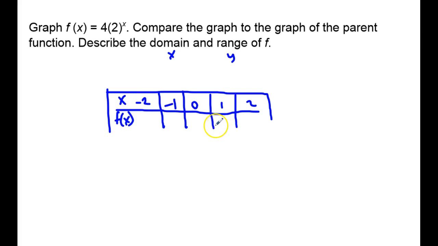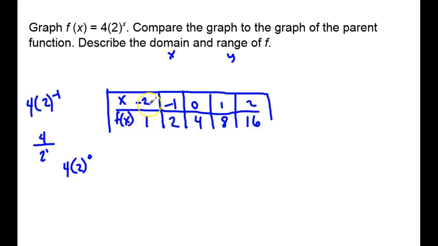So all I do here is I take my x value that I have here and I plug it into my original equation. So I've got 4 times 2 to the -1. Well, I know that a -1 flips this down, so I'm going to have 4 over 2 to the first, and I know that 2 to the first is 2, so 4 over 2 is 2. So let's look at 0. If I have 4 times 2 to the 0, 4 times 1 would give me 4. So I'm just going to fill in the rest of this table real quickly so we can keep going. But that's how we do this. We just plug in our values that we get for x and come up with our points.